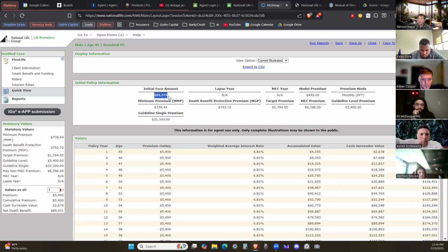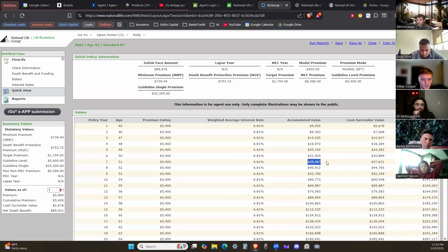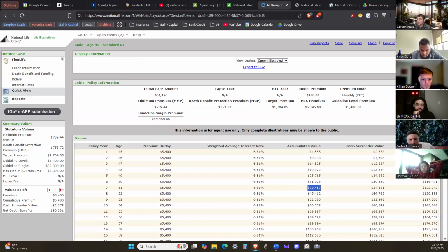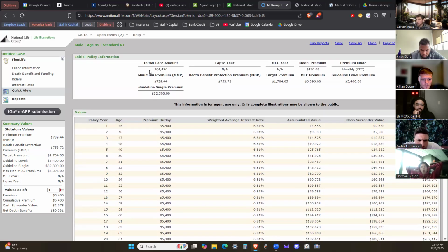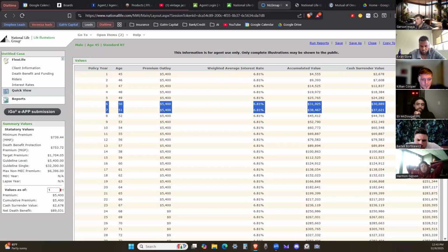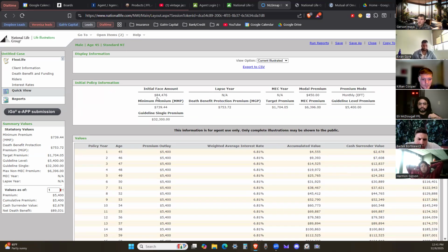So from day one, it's going to be $84,476 of life insurance. That's the initial face amount. The increasing death benefit just takes into account this number plus whatever the accumulated value is at that year. So this net death benefit takes into account this 84,476 plus whatever this number is at the time. So that's how the net death benefit calculates it. And that's why it's increasing year after year after year. Perfect. So I have them write down that's the initial face amount.